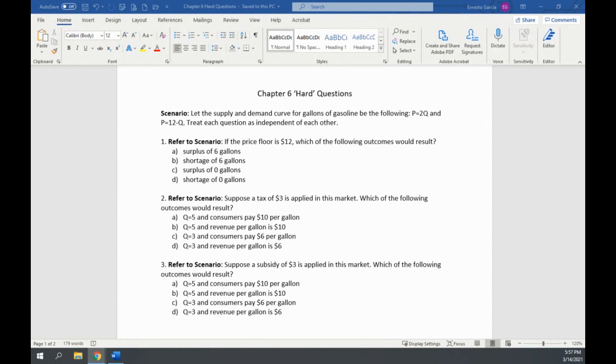Question 3 asks, suppose a subsidy of $3 is applied in this market. Which of the following outcomes would result? Q equals 5 and consumers pay $10 per gallon. Q equals 5 and revenue per gallon is $10. Q equals 3 and consumers pay $6 per gallon. Or Q equals 3 and revenue per gallon is $6.